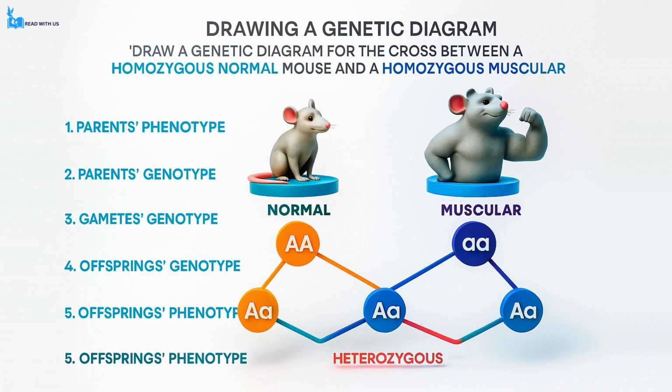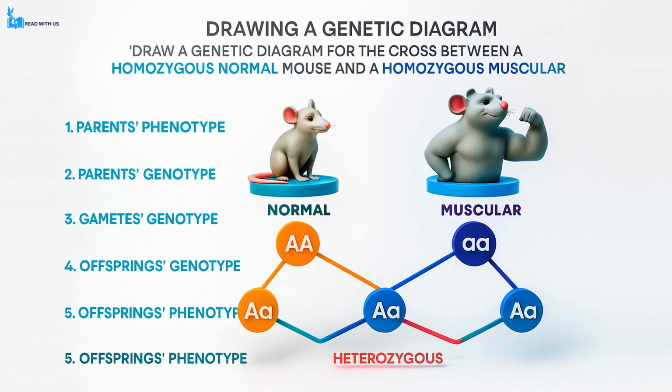In our example, one parent is homozygous for the normal trait, meaning its genotype is capital A capital A, and its phenotype is a normal-looking mouse. The other parent is homozygous for the muscular trait, with a genotype of lowercase a lowercase a, and because it has 2 copies of the recessive allele, the phenotype is muscular.